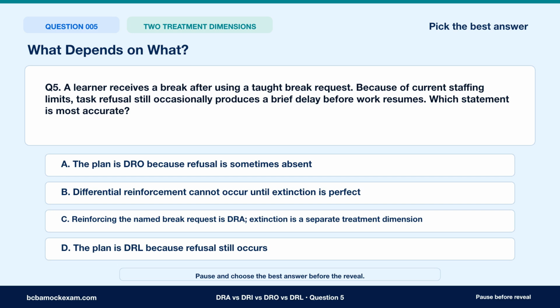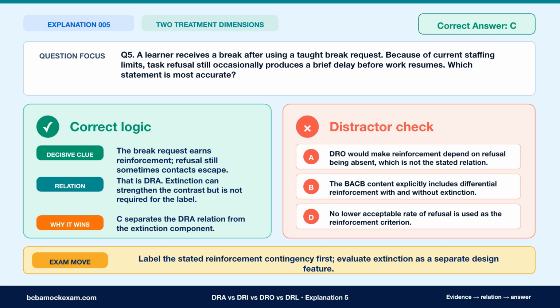Extinction is a separate treatment dimension. D, the plan is DRL because refusal still occurs. Separate alternative reinforcement from extinction. Pause and choose. The programmed relation matches C. Reinforcing the named break request is DRA. Extinction is a separate treatment dimension. That is DRA. Extinction can strengthen the contrast, but is not required for the label.